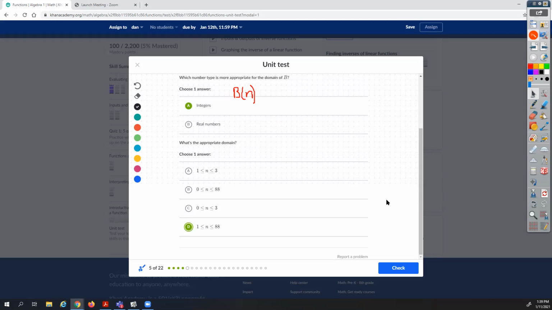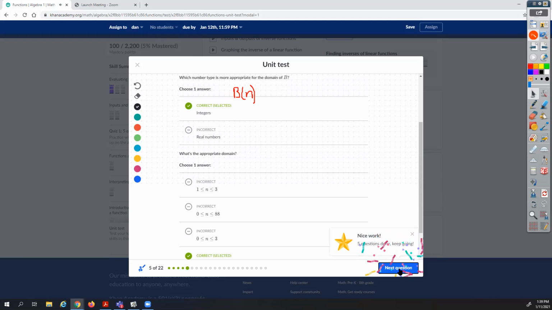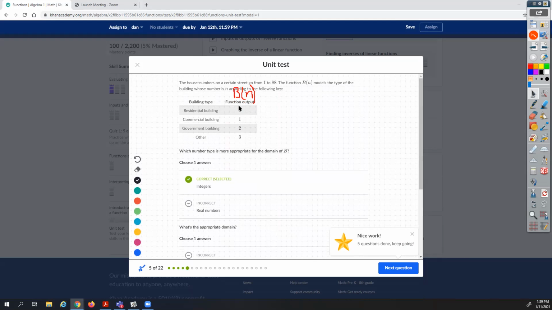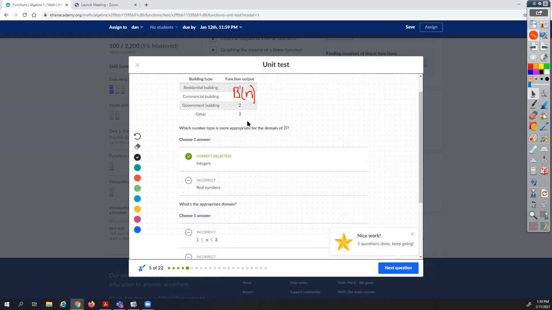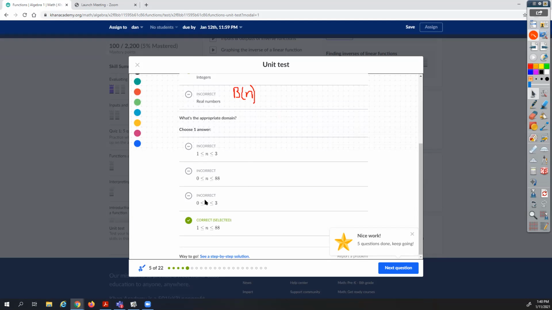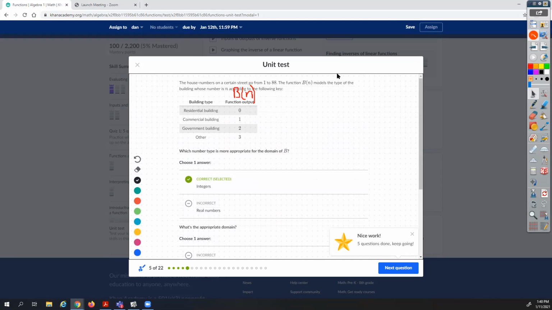Let's go with this one. And the reason why I chose that one, guys, is because b of n is actually the output. So we know that's the y, right? If you look at this one here, b of n would have been 0 to 3, which is here, 0 to 3. This one has nothing to do with it, 1 to 3. The other one is from 0 to 88 and 1 to 88. Well, the first one tells you the house numbers on a certain street go from 1 to 88. Even though they're not given over here, there has to be an input for it. All right.